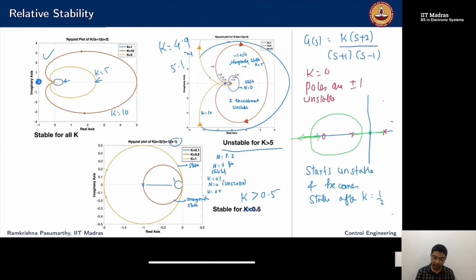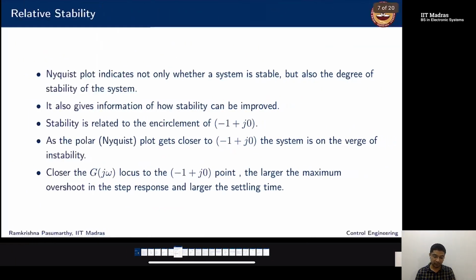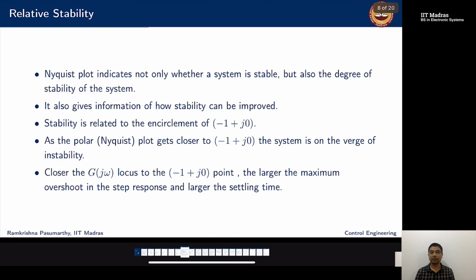Similarly here, it is the point -1 plus j0. So I can ask myself how far I am from -1 plus j0. That will give me an indication of how relatively stable my system is. So this Nyquist plot comes with an added advantage: it indicates not only whether the system is stable, but also the degree of stability of the system, and therefore also has information on how the stability can be improved.